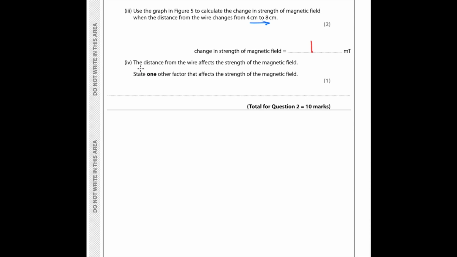Part 4. The distance from the wire affects the strength of the magnetic field. State one other factor that affects the strength of the magnetic field. Well, the size of the current. More current equals stronger magnetism.